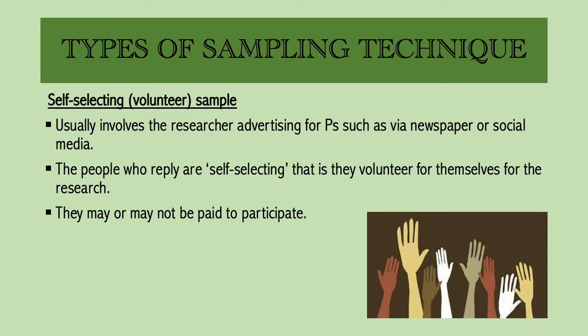Okay, now the second type of sampling technique is self-selecting or volunteer. I think this one is pretty much the one that you are well known of. I'm pretty sure you have volunteered for something before, right? It's when the researcher advertises for participants using newspaper or social media. You've seen this before, right? Sometimes people post ads like, okay, are you interested to join in the study? Or a newspaper gives an advertisement that there is research being made, if you are willing to volunteer.